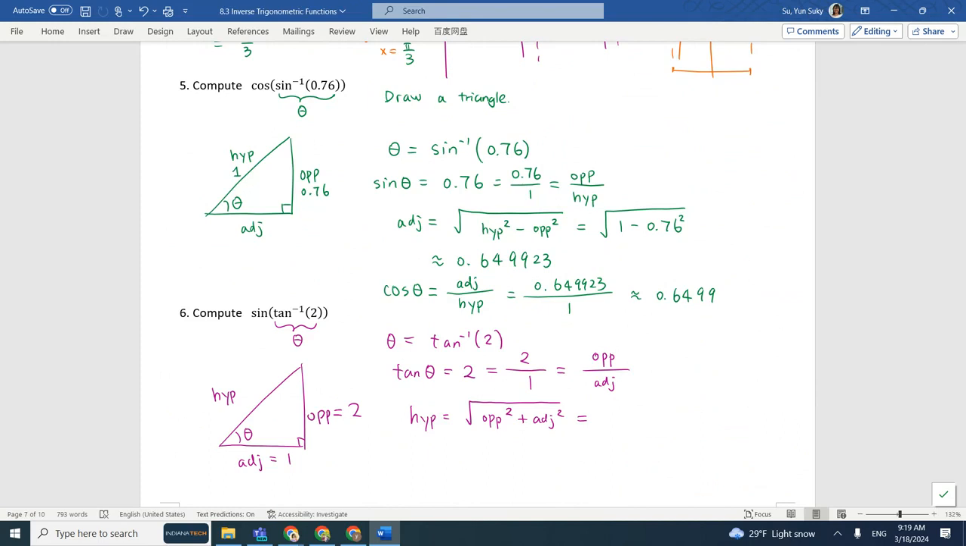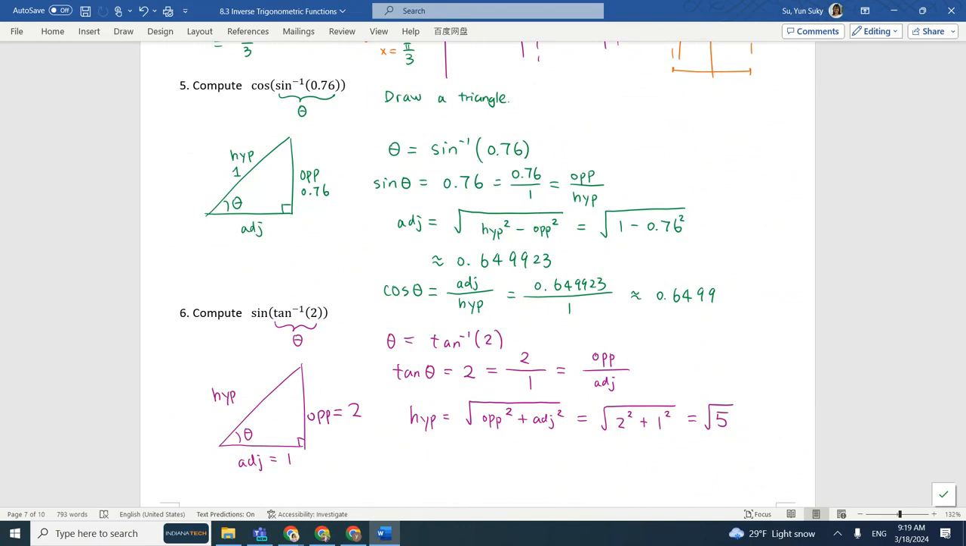Compared to problem 5, where we knew the hypotenuse and opposite, to find the adjacent it's the square root of the hypotenuse squared minus the opposite squared. Are you okay with the Pythagorean theorem part? Now we have opposite 2 squared plus adjacent 1 squared. What is the answer? Yes, square root of 5.